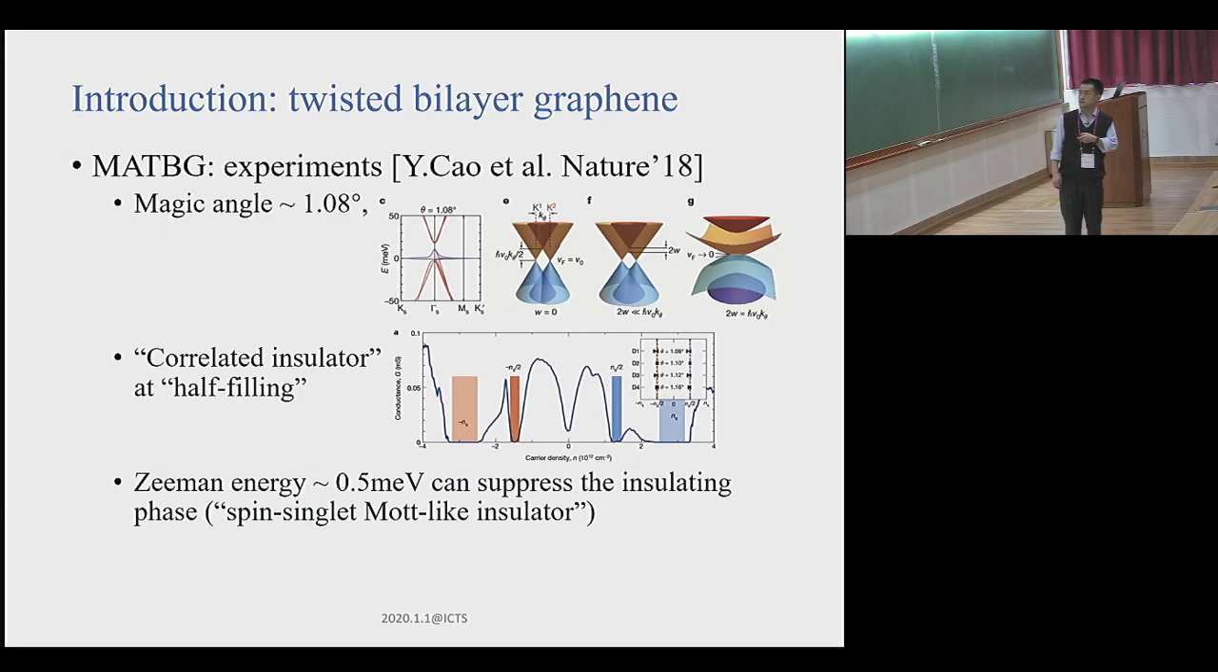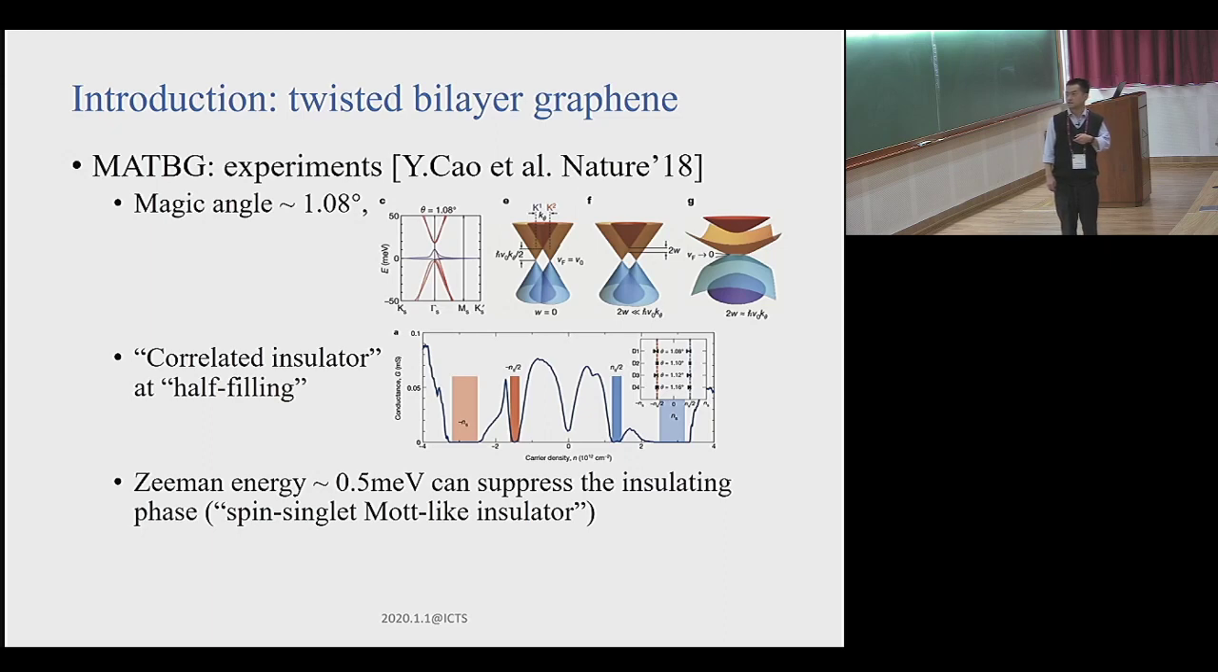They also gave a very nice, simple explanation of why this Moiré band becomes rather flat. Because of the twist, the two Dirac cones of the two layers are separated in momentum space, and you mix these bands by the interlayer coupling, w. If this w and the interlayer energy spacing are comparable, then you have a rather flat band. Most interestingly, with this flat band, you certainly expect very interesting physics, and they actually observed a so-called correlated insulator at so-called half filling.